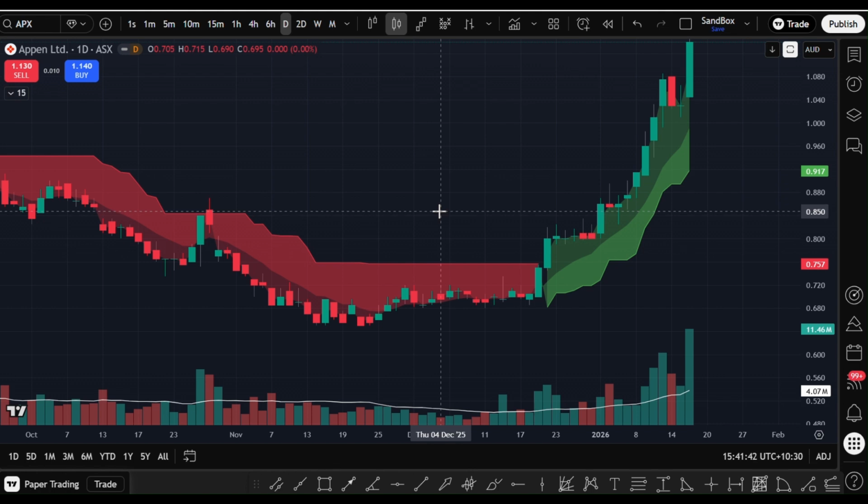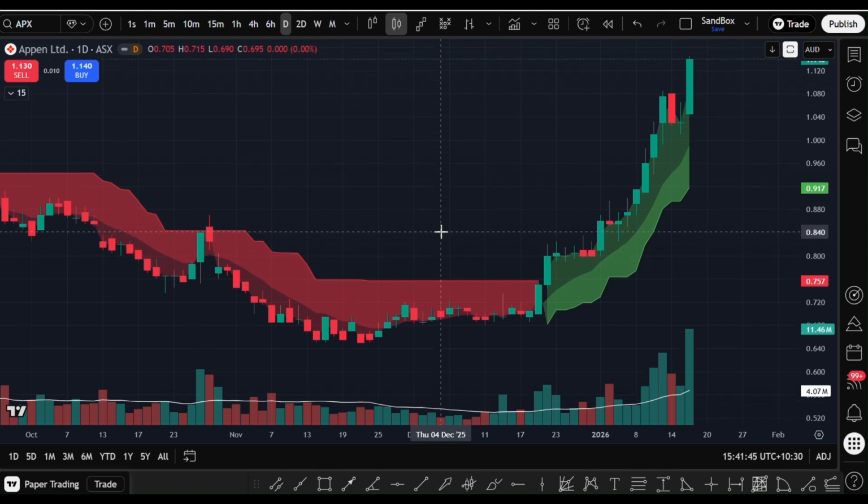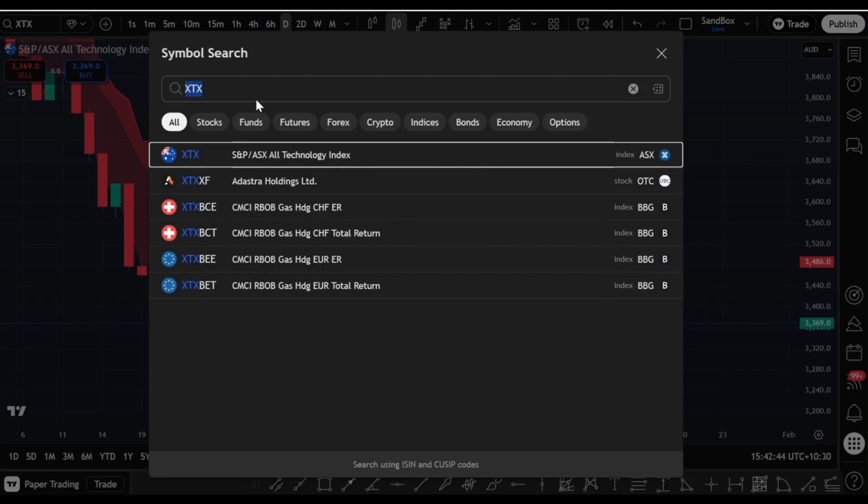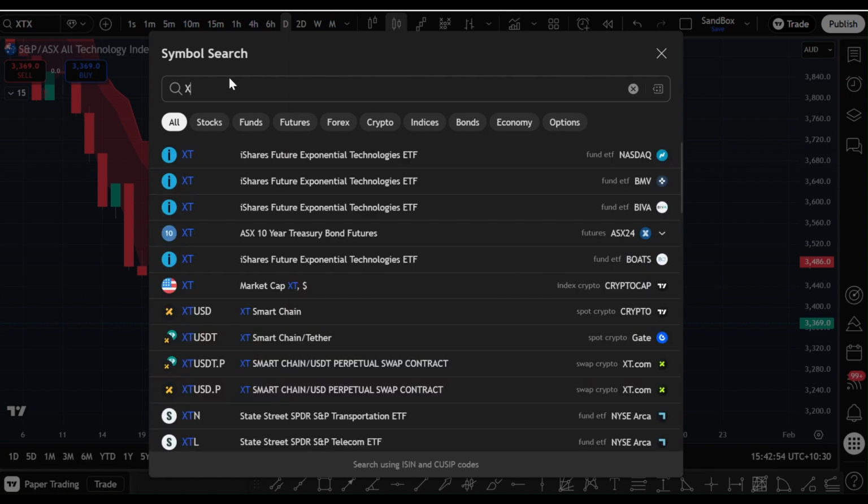Now let's see if we can reverse engineer it and see how we would have been tracking or analyzing this particular stock over this time period. For those who are not aware of the company, I will not go much into the fundamentals, but let's quickly see what the company does.